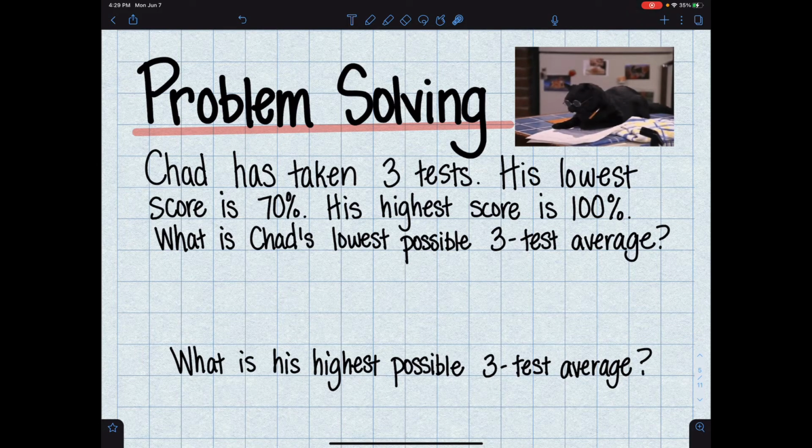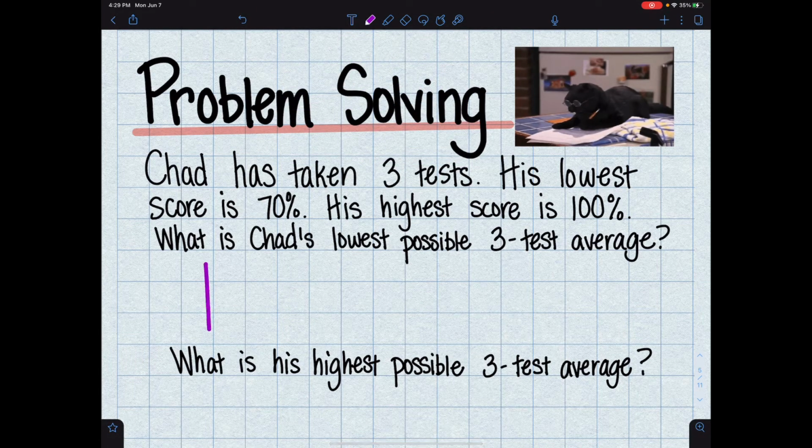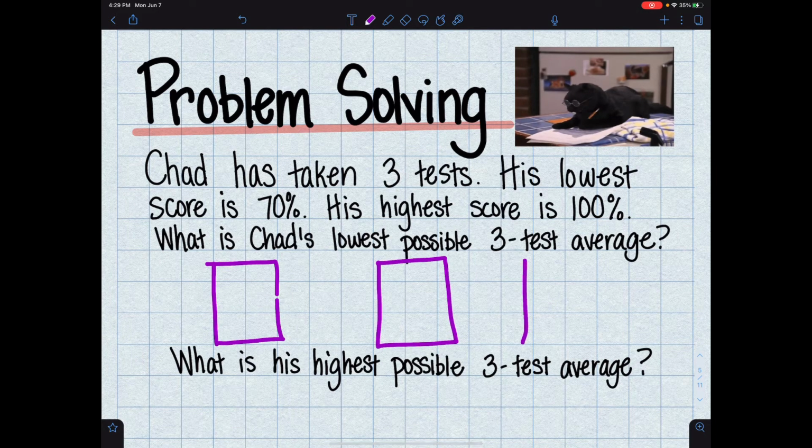What is Chad's lowest possible 3-test average? And then what is his highest possible 3-test average? All right, we can do this. So the way I thought about this problem is I had to draw a picture. So this is his first test that he takes. Oops, that looks like a tombstone. Okay, there's the first test. Here's the second test. And here's the third test, because we know he takes 3 tests.